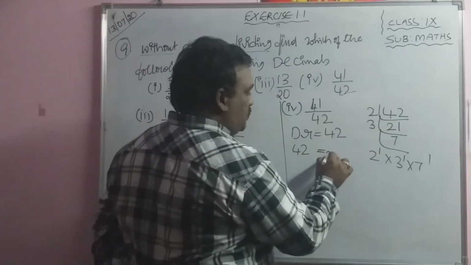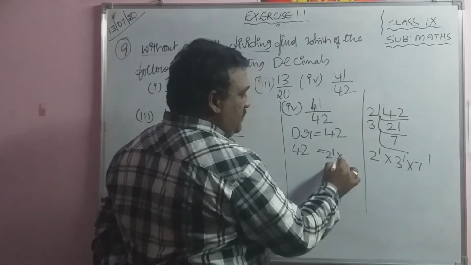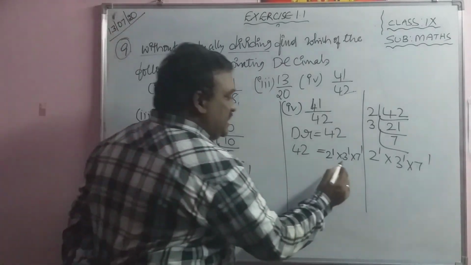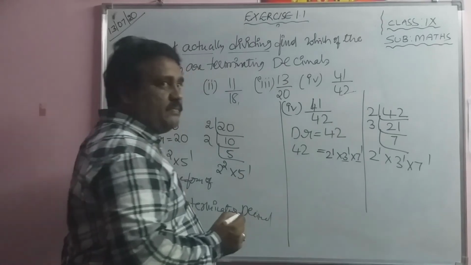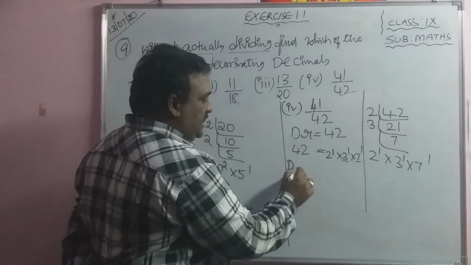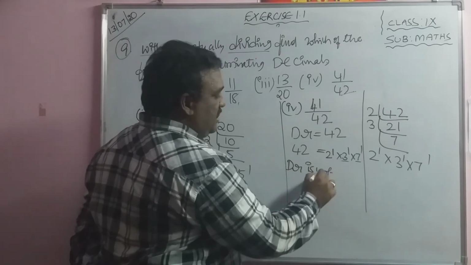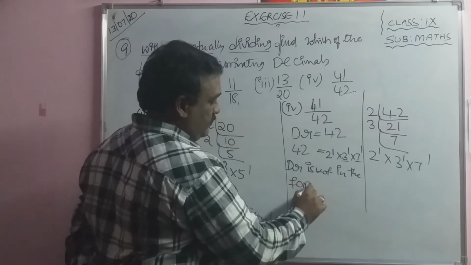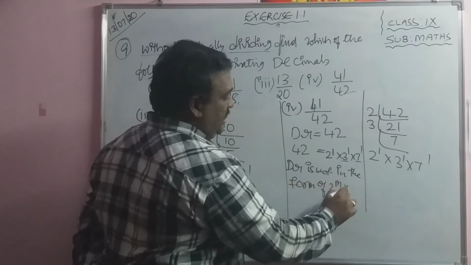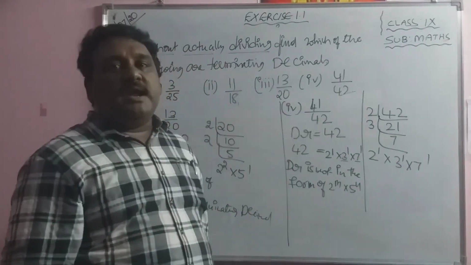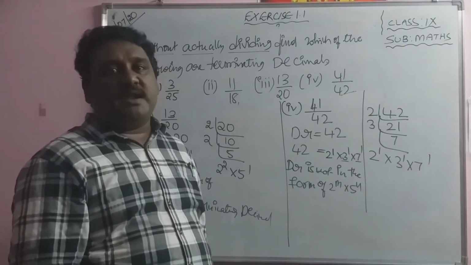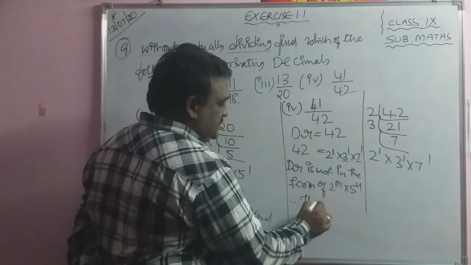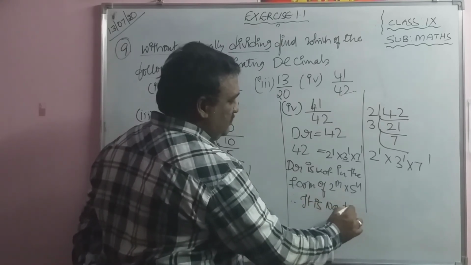So denominator how much? 42. 42 can be written as 2 power 1 into 3 power 1 into 7 power 1. Which numbers not okay? 3 is not okay. 7 is not okay. So denominator is not in the form of 2 power m into 5 power n. Therefore, it is non-terminating decimal.